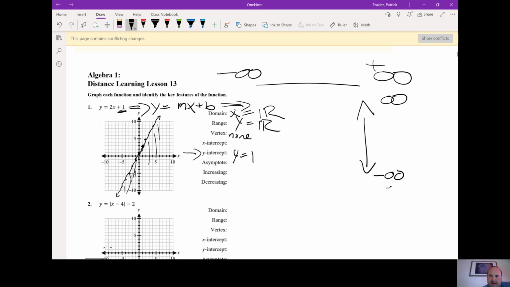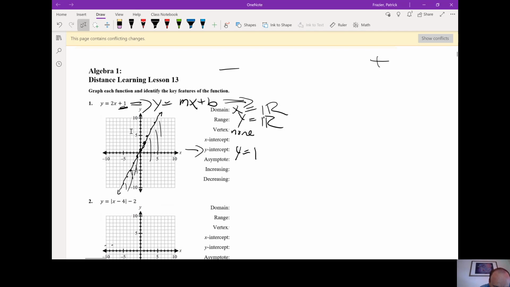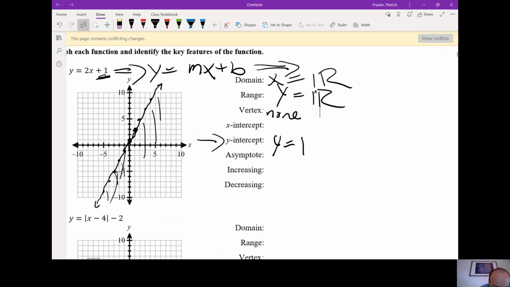and then the x-intercept, well, just like we said, the y-intercept is where the graph crosses the y-axis. The x-intercept is where the graph crosses the x-axis. And we can sort of see that somewhere between 0 and -1. But where exactly is it?